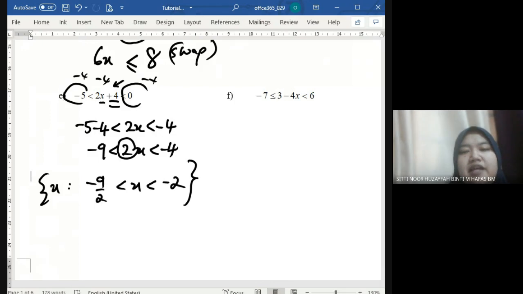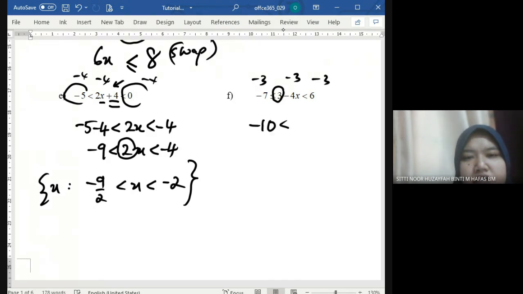Untuk soalan F, so check dulu kiri kanan ada nilai, ada x tak? Tak ada x, okay settle. So kita selesaikan saja dengan cara jadikan x kat tengah-tengah. Macam mana? So nak jadikan x kat tengah-tengah, kita kena buang 3 dulu. So kita tolak 3, tolak 3, tolak 3. So kita akan dapat tolak 10 less than or equal to tolak 4x less than 6 minus 3 is 3.